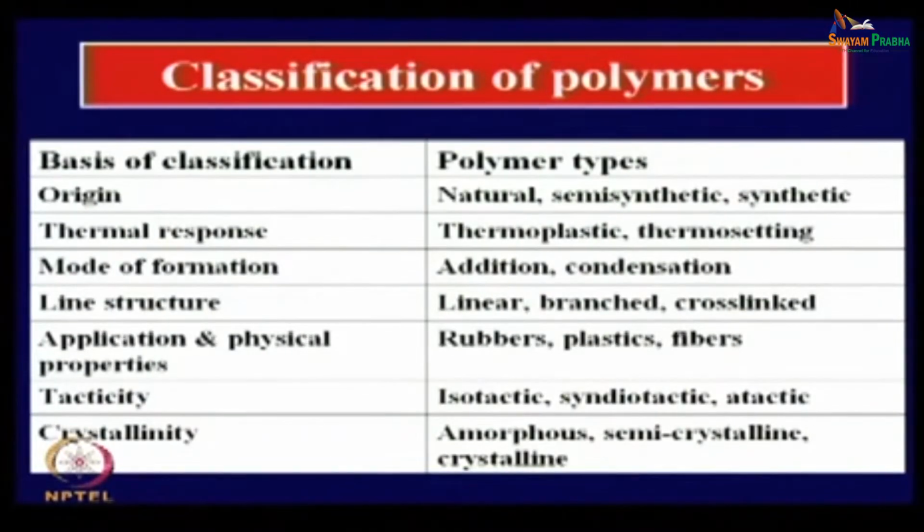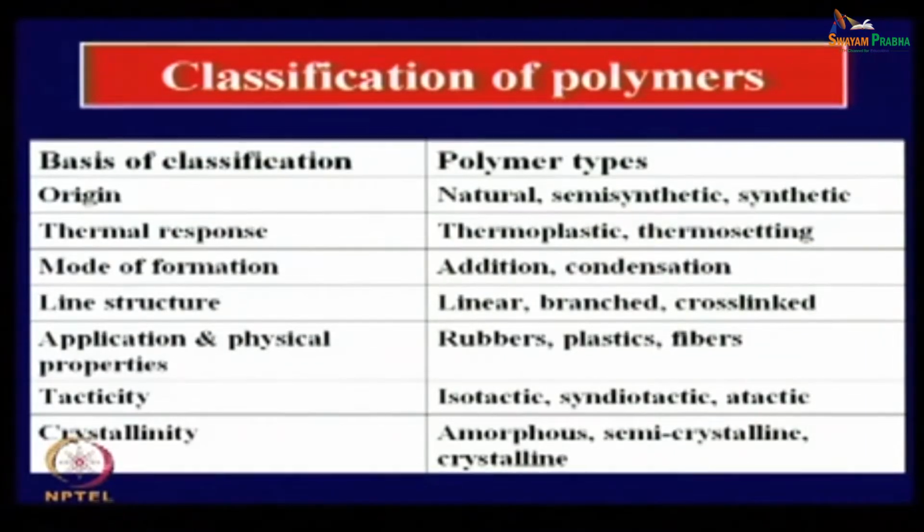You are acquainted with some names of polymers in different ways, sometimes plastics, sometimes fibers, sometimes rubbers, sometimes thermoplastic polymers, sometimes thermoset polymers, sometimes natural polymers, sometimes synthetic polymers, like that. So, let us see the classification scheme of polymers, how the polymers are classified from various angles.